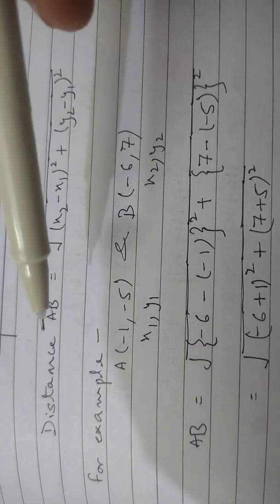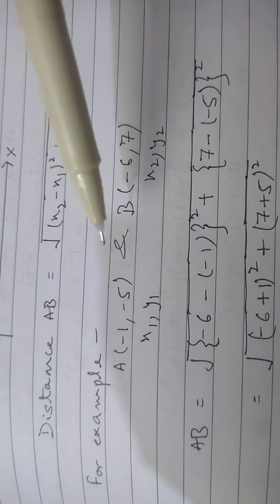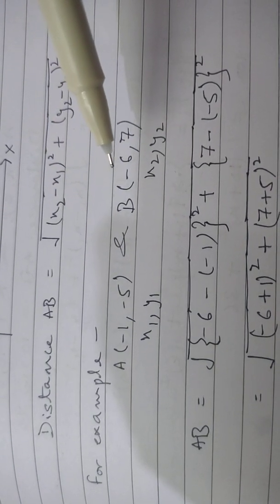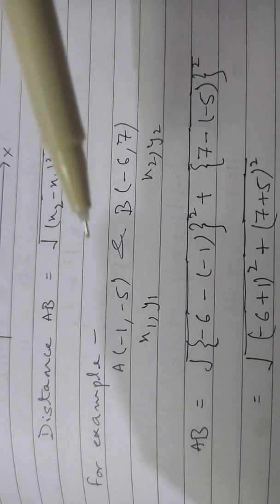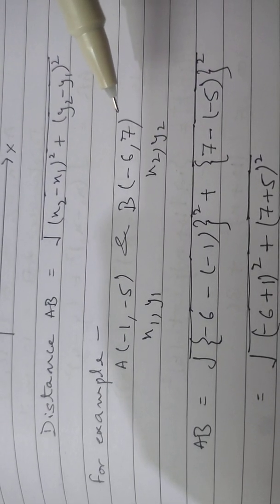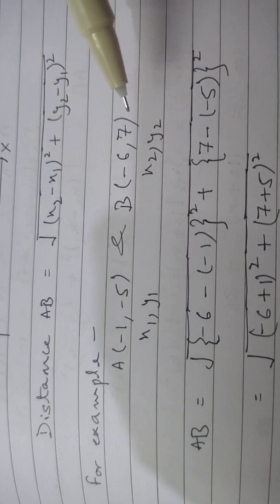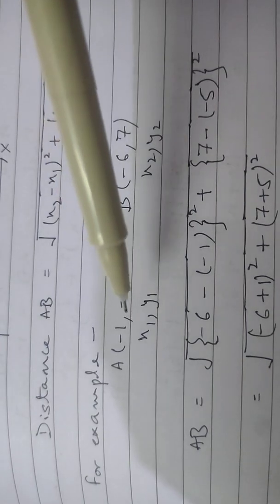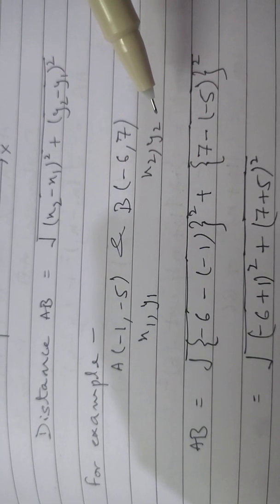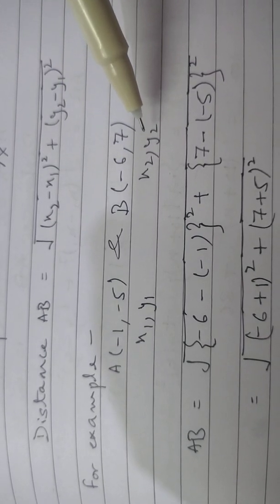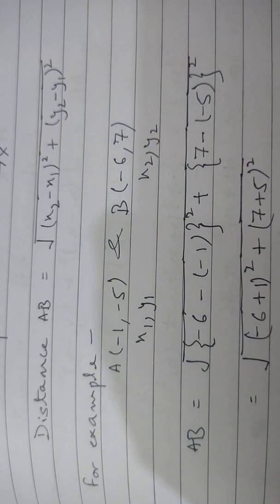So children, as you can see, I've taken one example over here where point A has the coordinates -1, -5, and the other one has the coordinates -6 and 7. Out of these 2 points, you can consider any one point as x1, y1 and the other as x2, y2. It is not mandatory that the first point has to always be taken as x1, y1. You can take the second point as x1, y1 and the first point as x2, y2. That totally depends on you.